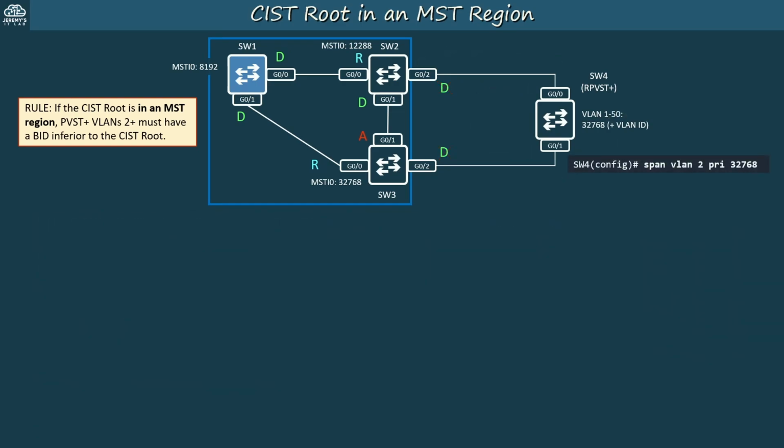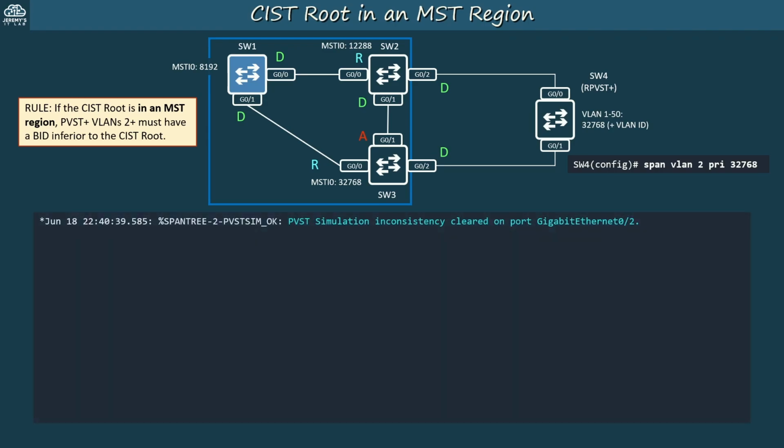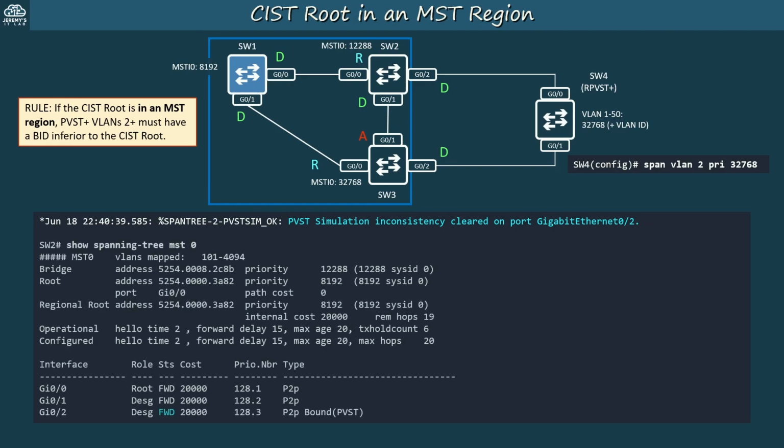To solve that, and let switch 2 and switch 3 G02 become active again, just increase switch 4's priority in VLAN 2 so it stops claiming itself as the root bridge. You'll get a message like this on switch 2 and switch 3: PVST simulation inconsistency cleared on port G02. And G02 is now forwarding again.